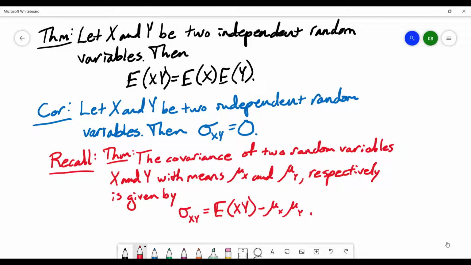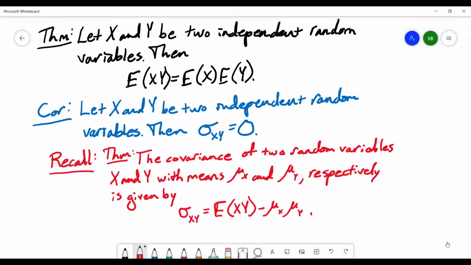So if we have x and y be two independent random variables, then the expected value of the product of x and y is equal to the product of the expected value of x and the expected value of y. Now there's a corollary of this that maybe doesn't feel as straightforward as some of our previous corollaries. So this corollary says let x and y be two independent random variables, then we have the covariance of x and y is equal to 0.